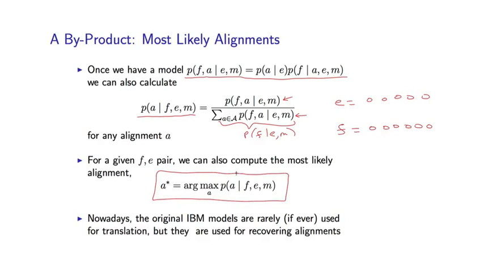In fact, nowadays, the IBM models are rarely, if ever, used for actual translation. Even though they were originally designed for translation, they are rarely used for translation. But they do play a critical role in allowing us to recover alignments between sentences. So once we've trained the parameters of an IBM model, we can then, sentence by sentence pair in our training set, find the most likely alignment for those sentence pairs.